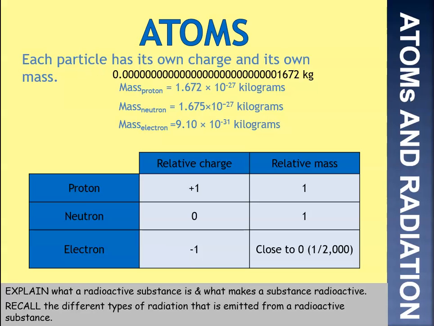Relative charge of each. Protons are positively charged and have a charge of +1. Neutrons are neutral and have no overall charge. And electrons have a charge of -1. Again, pause the video whilst you take that table down. It is going to be important as we move later on in the lesson.